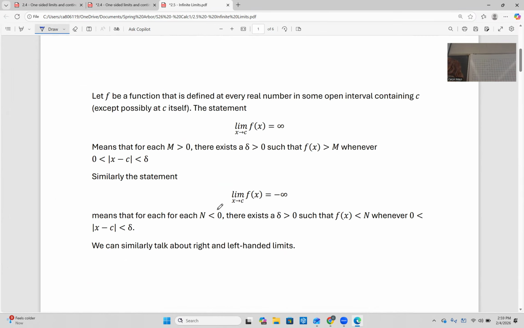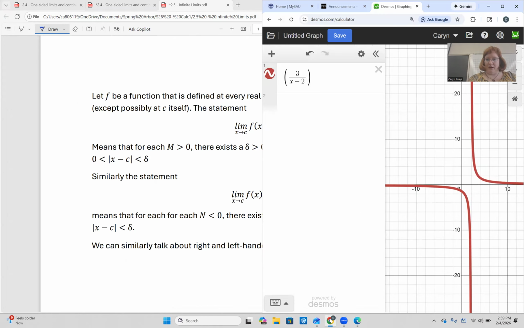We say the limit as x goes to c of f of x is infinity, which means the closer and closer I get to c, the higher and higher my function grows. That is what all that M and delta and f of x greater than M is saying. Similarly, saying negative infinity means the closer and closer I get to c, the more and more negative my function gets.